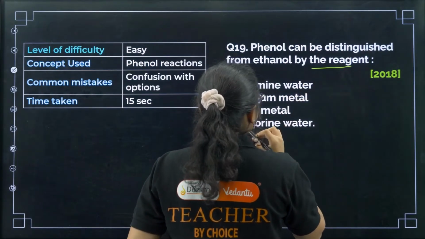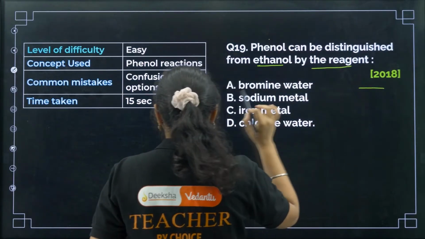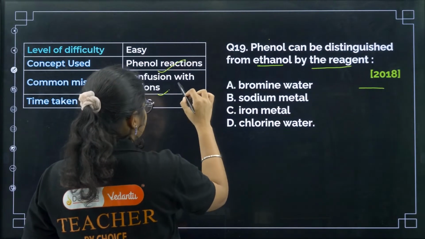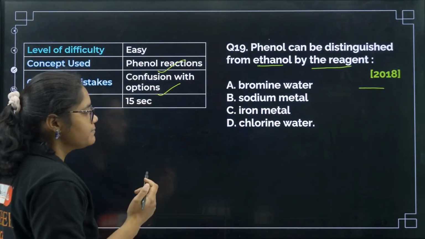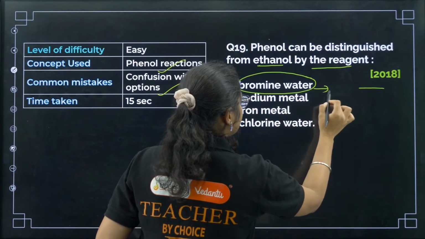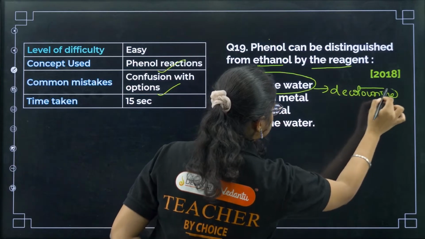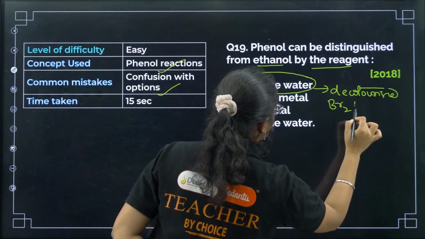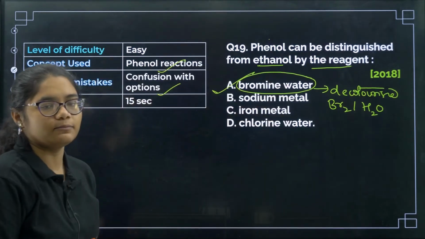Okay, so this is aromatic alcohol, this is aliphatic alcohol. 2018 question, again an easy question, if you have remembered the phenol reactions properly. Now, reaction with bromine water: if you have remembered it, phenol decolorizes the bromine water, but ethanol cannot do so. So we can distinguish them by using bromine water.